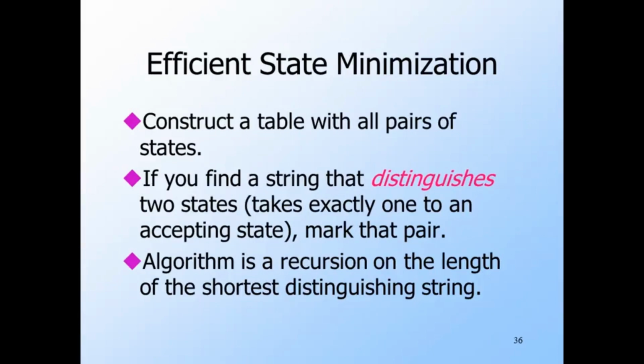The key idea is to build a table of pairs of states and figure out which pairs are distinguishable, in the sense that there is some input string that leads one of the pair to a final state and the other to a non-final state. Otherwise, states are indistinguishable and they can be merged into a single state.